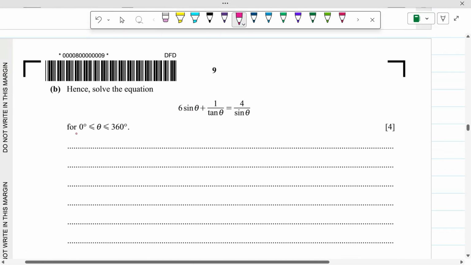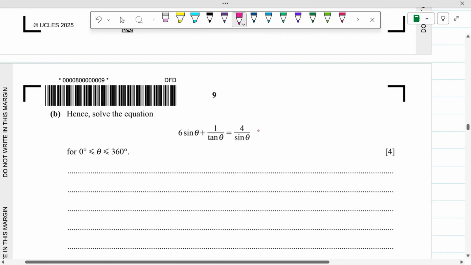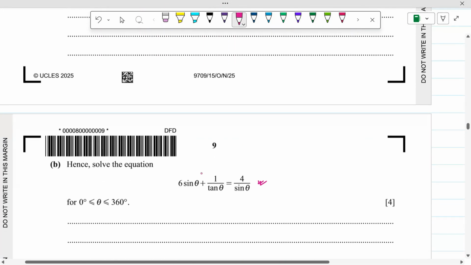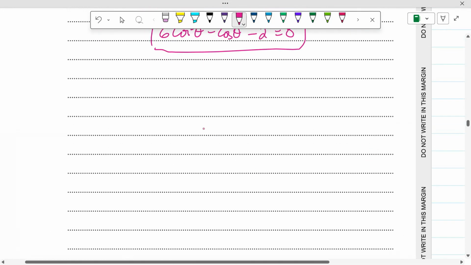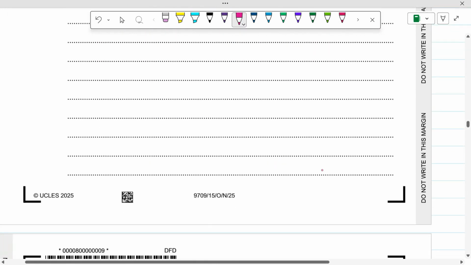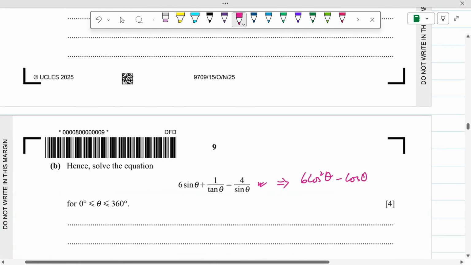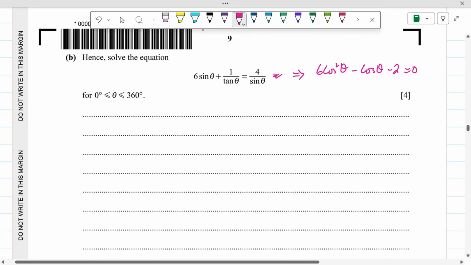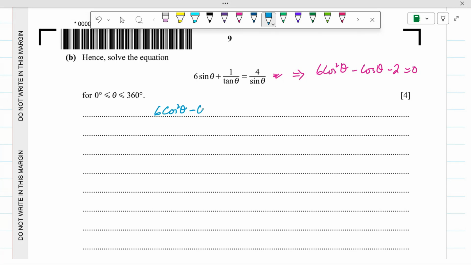Hence solve the equation. We need to solve this equation, and this is the same equation we solved in part A. So this equation can be written as 6 cos square of theta minus cos of theta minus 2 equal to 0. So this is a quadratic equation, and this quadratic equation can be solved by factorization.